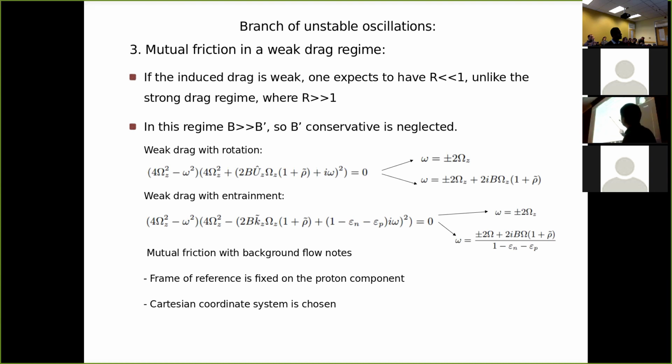So in the weak drag regime, the conservative mutual friction is neglected, and we take into account only B, not B prime. And in this case, you write this known result where the inertial waves are damped by the mutual friction in this weak drag regime. You can also include entrainment, and this result doesn't differ very much from the previous one. Note that we use the Cartesian coordinate system, or it can be recast, say, in the polar coordinate system, and this analysis is local because it's plane wave analysis.